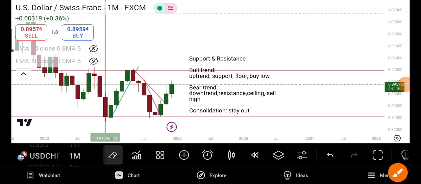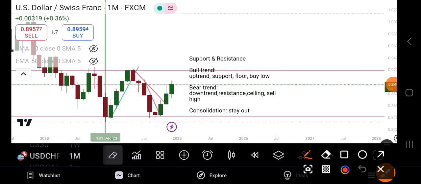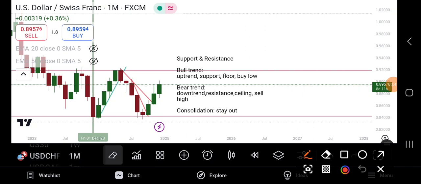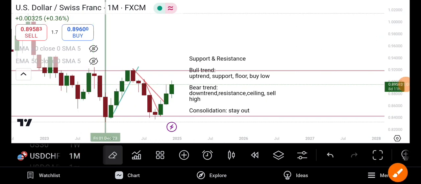All right. So in this lesson, we also will be focusing on this pair, which is the USD Swiss franc. And right now we are looking at the chart in the 1 month time frame, right? 1 month time frame. So today's lesson is about support and resistance.